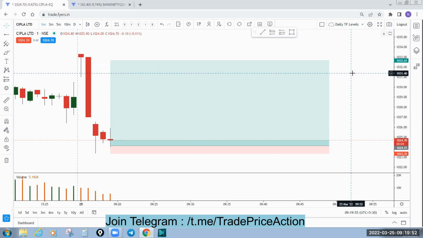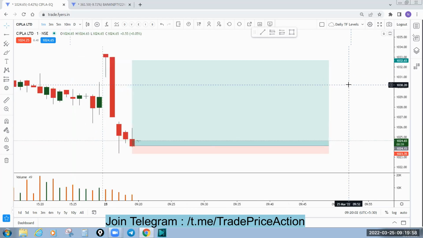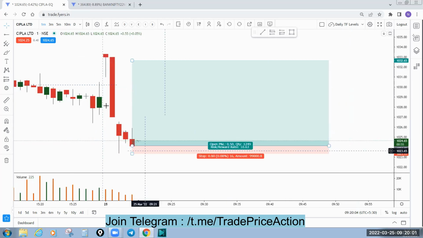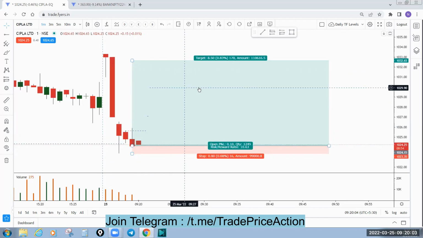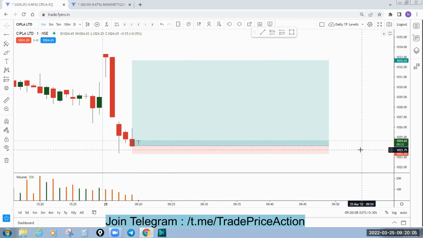A little aggressive long entry has been taken in Cipla at 1024.15. Stop loss is placed at 1023.35. It's a little bit of an aggressive trade. Let's see if it bounces back from this level. There is strong support here for Cipla.